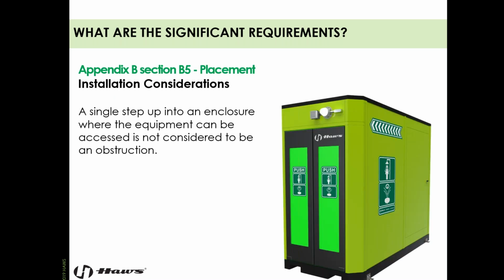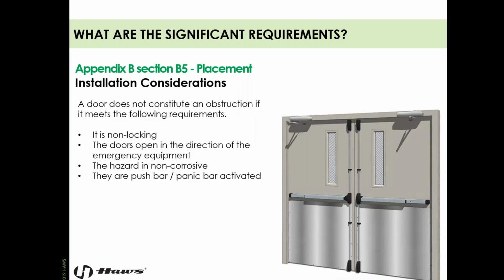One of the most important things is Appendix B, Section B5, and it just states that a single step into an enclosure, like you see on the right here, where the equipment can be accessed is not considered to be an obstruction, right? I said there was no change in level allowed earlier on in the webinar. You are allowed one single step if it's into an enclosure. This is really important because we can't make this equipment flush with the ground. You have to step into it, which is why this consideration is here.